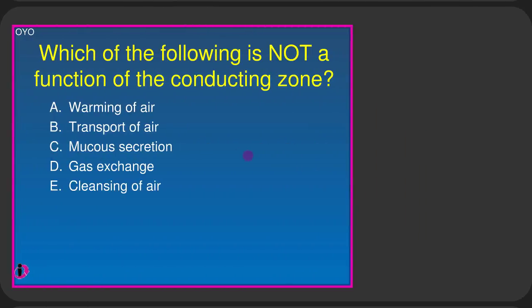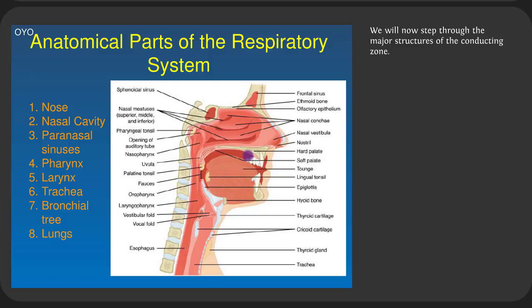Which of the following is not a function of the conducting zone? It doesn't do gas exchange. That would be the respiratory zone. We're going to step through the major structures of the conducting zone.